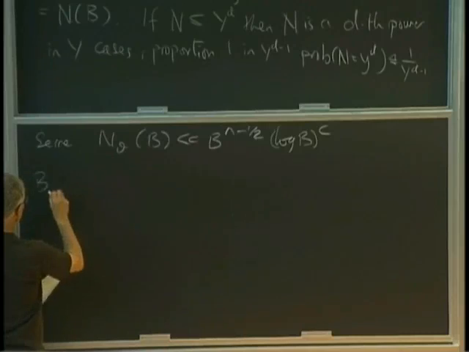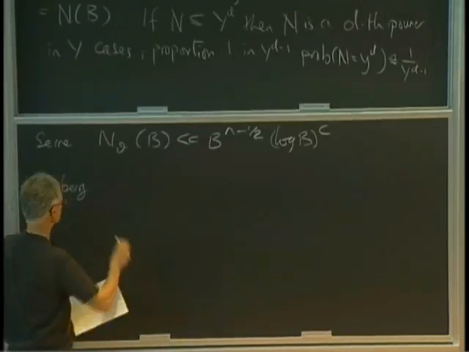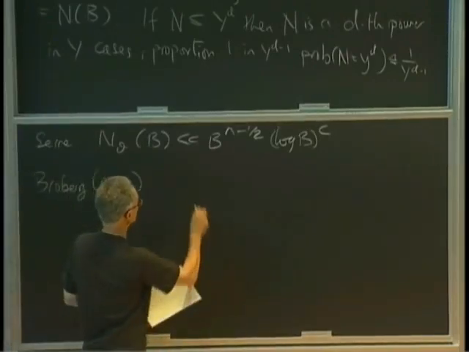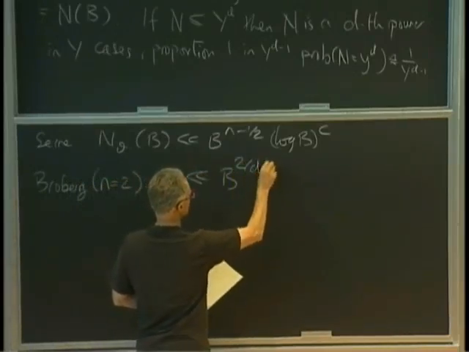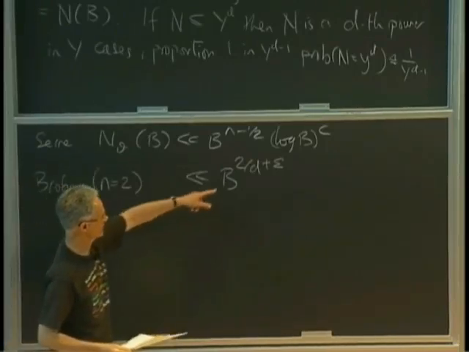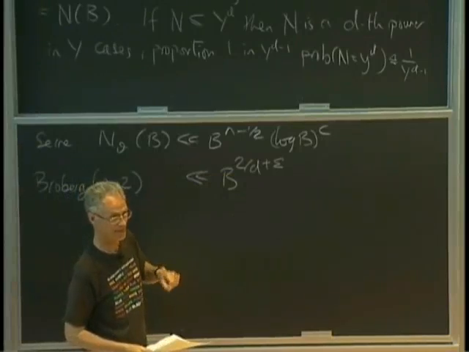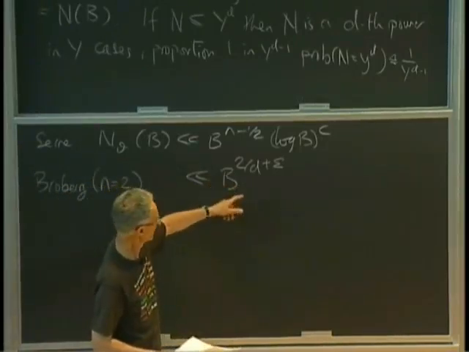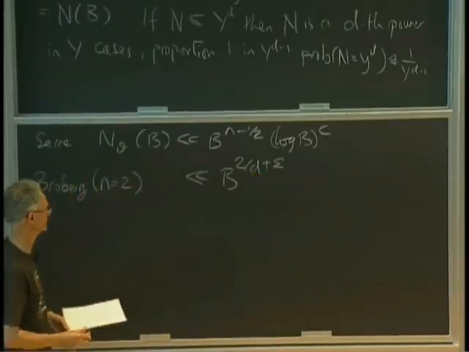So there are some general results that I should mention. Broberg has considered the case n equals 2 and given, for Serre's problem, a bound b to the 2 over d plus epsilon. And you can see that if d is 3 or more, that's better than Serre was asking for. And if d is 2, well, it's almost what he was asking for. I suspect that Broberg, if he worked harder, could have replaced that by a power of a logarithm.